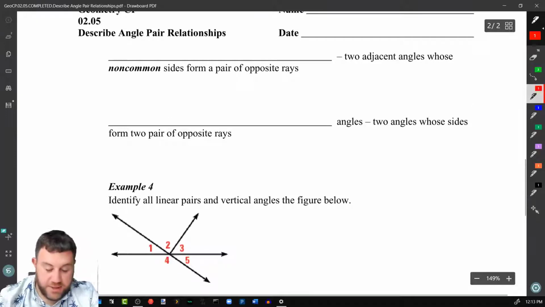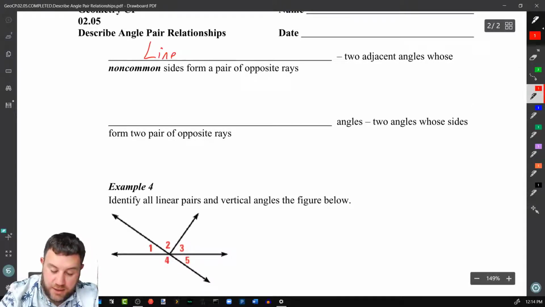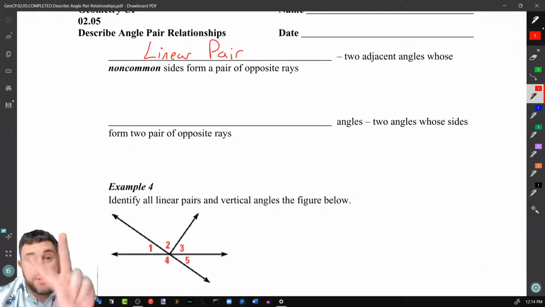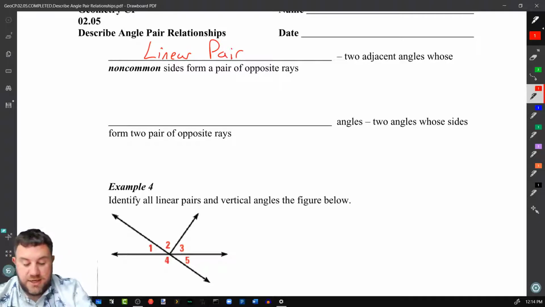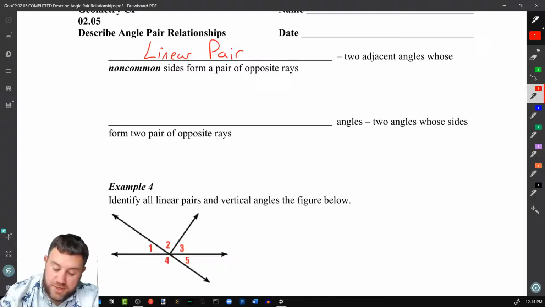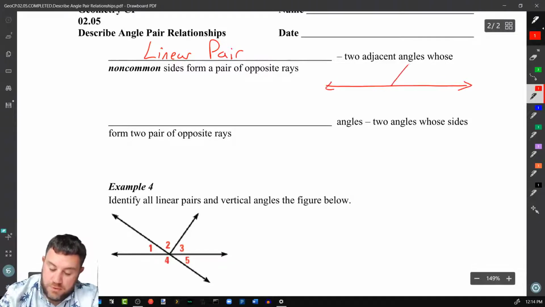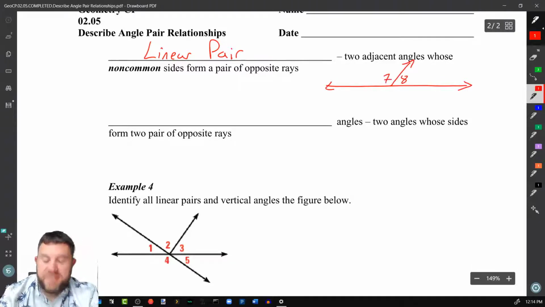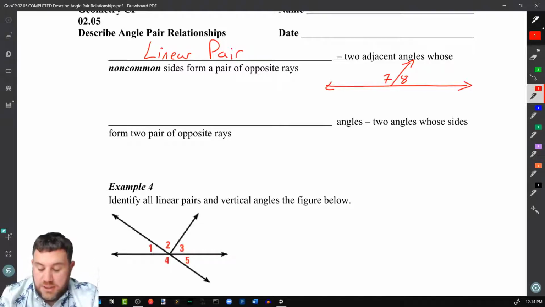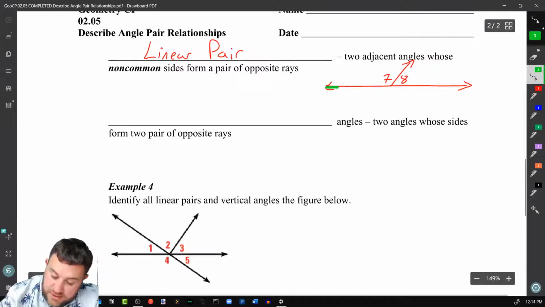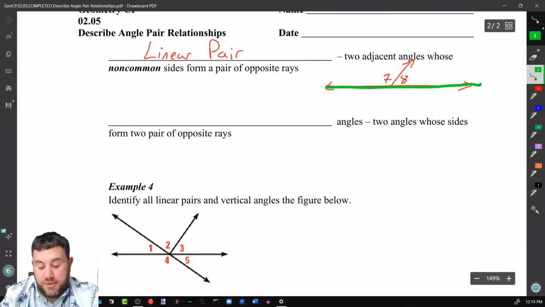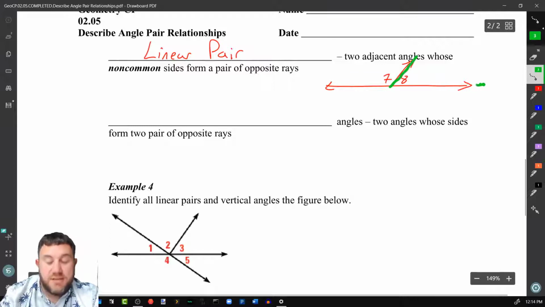Some more vocabulary. A linear pair, first of all, is a pair, so that means there's two of them. They're two adjacent angles whose non-common sides form a pair of opposite rays. So if we have these two angles, we'll call them 7 and 8. You can see that this side they don't have in common. They don't share that side, and that forms a straight line. They do share this side, that's what makes them adjacent.